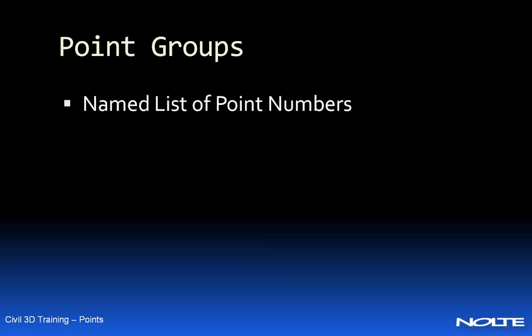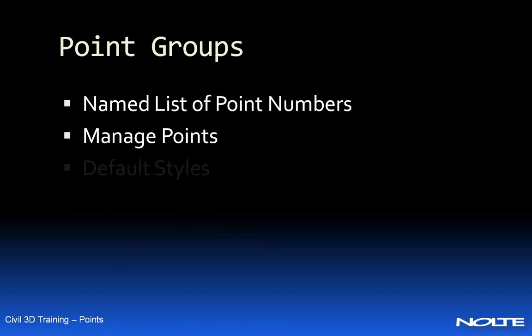What a point group is, no more, is a named list of point numbers. And I'll show you a couple different methods for defining a point group. We use those to manage points. It allows me to keep track of points I imported in a certain field book or points by different descriptors. I want to grab all my tree points. I want to grab all my edge of pavement points and so on. So we can use it to manage points.